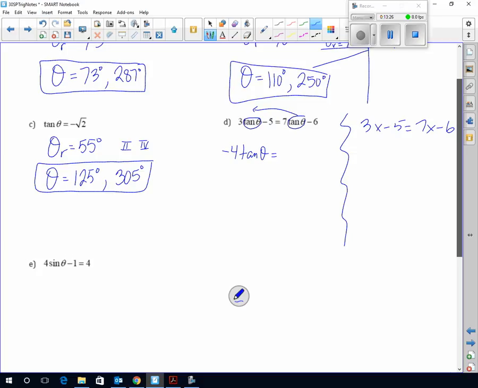So then, what would I do after that? If this was negative 4x equals negative 1, what would I do? Divide by negative 4. So then I'd get tan theta equals what? What's negative 1 divided by negative 4? Positive 1 over 4. Yes? A negative divided by a negative is a positive?